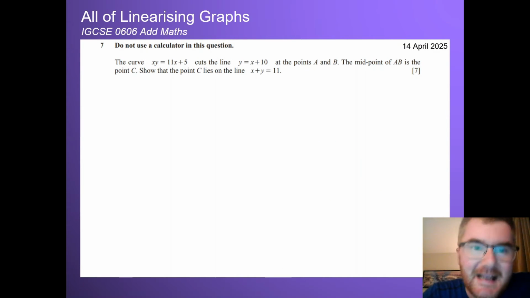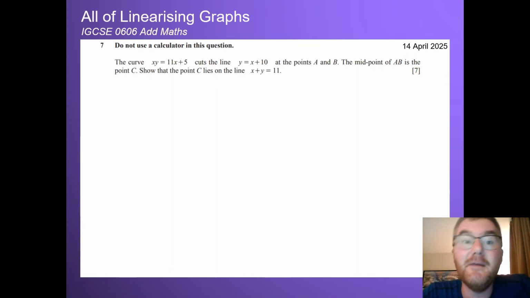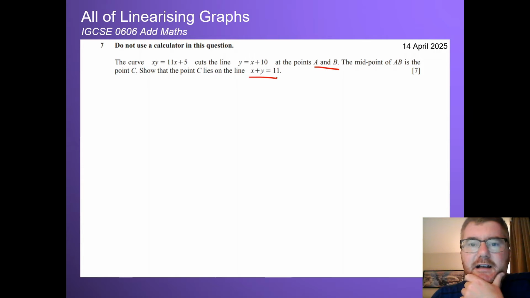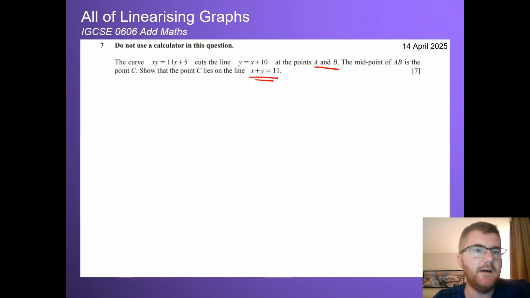Now this is the surprise question. I told you there'd be a surprise question because it might have the word line in it, but actually you don't need to use linearizing to do these. So we've got a curve, xy equals 11x plus 5, cuts the line y equals x plus 10 at 2 points. The midpoint of AB is the point C, and then show that the point C lies on this line. Okay, 7 markers, so there's quite a lot to do here.